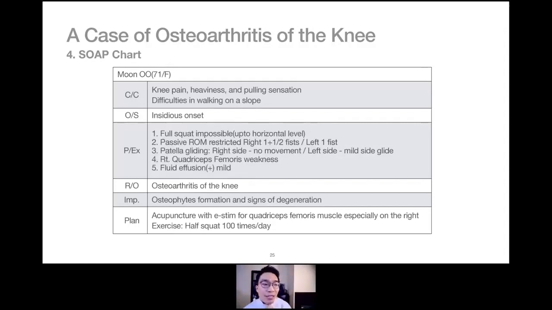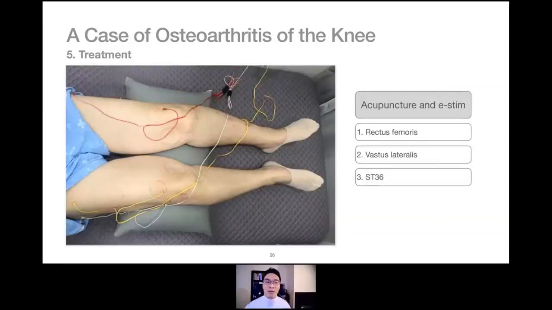Acupuncture with electrical stimulation was done for the quadriceps femoris muscle, especially on the right, for the vastus lateralis at the same time. And exercise was prescribed for the patient to do the half squat 100 times a day. Every time I prescribe exercise, I do not expect the patient to follow it. Maybe less than 10% of patients do that. But amazingly, this patient did 300 squats, thankfully. So that was the reason why she showed such a quick response to the treatment.